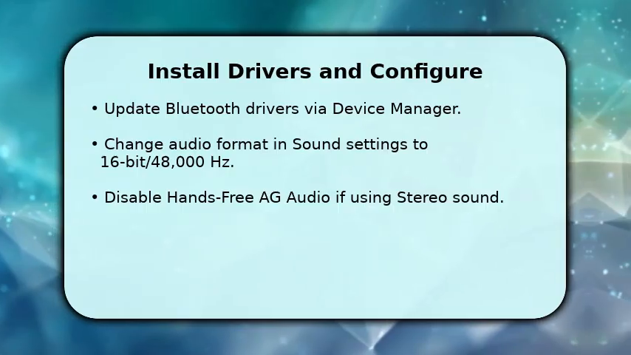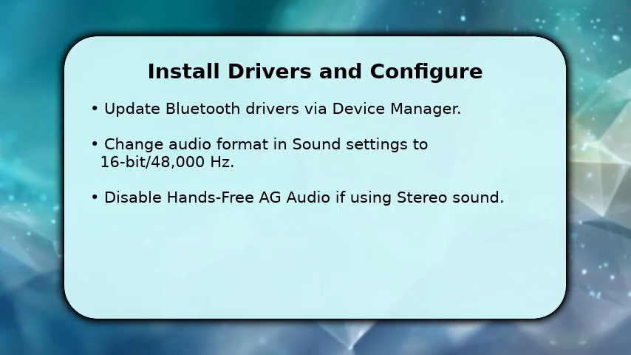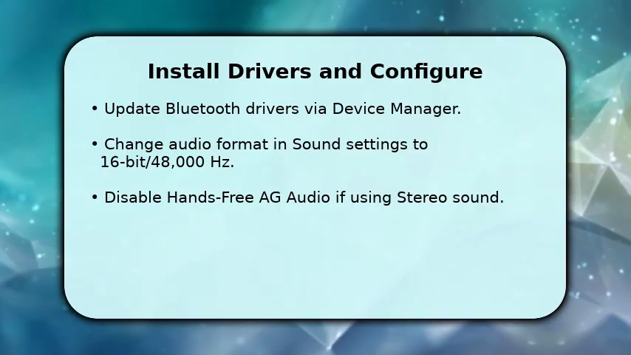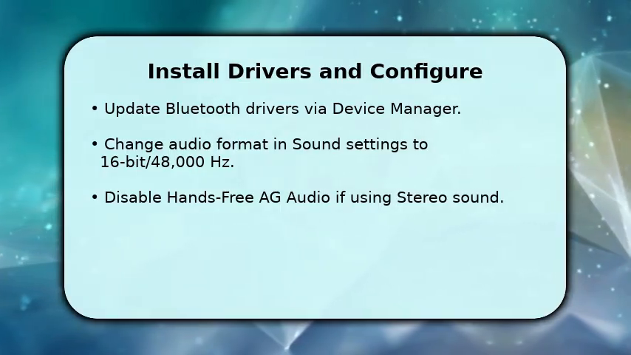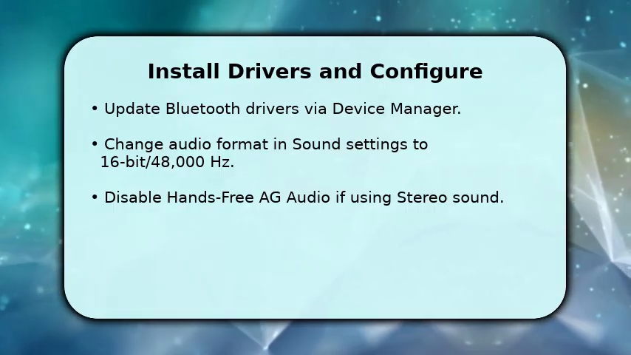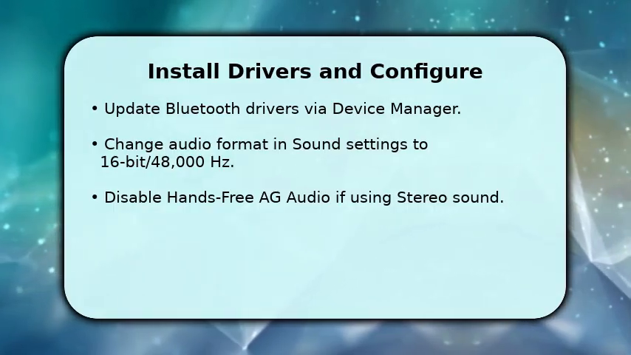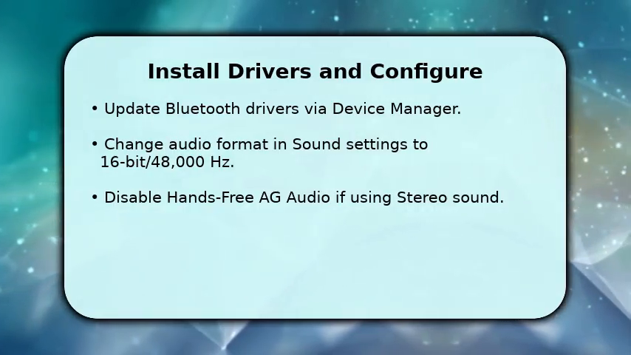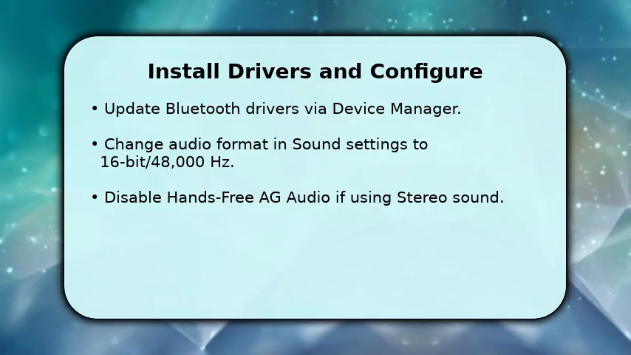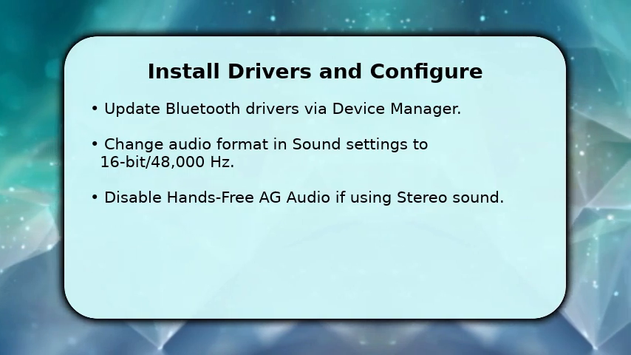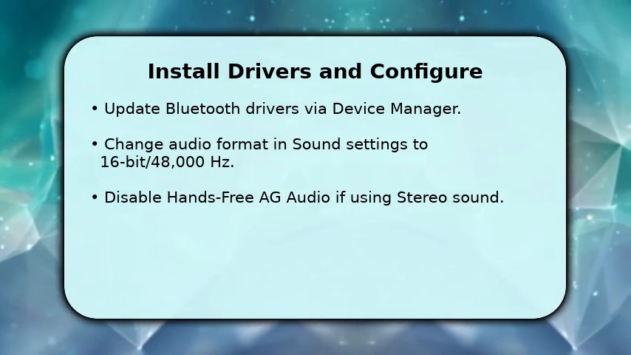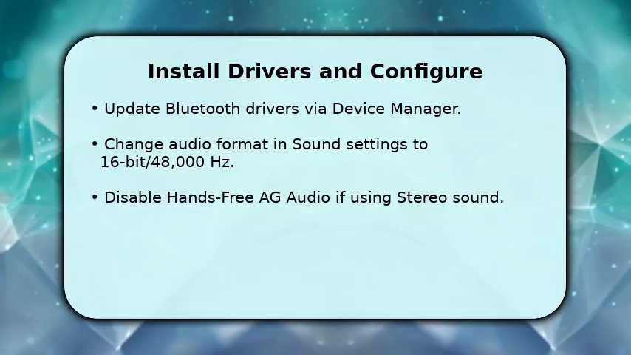Once done, open Sound Settings, select your AirPods, then Device Properties, Additional Device Properties, and set the default format to 16-bit, 48000 Hz for best compatibility and reduced artifacts. Also disable the hands-free AG audio service when you want stereo music. Windows defaults to low-quality call mode when active. These steps give you cleaner, fuller audio.